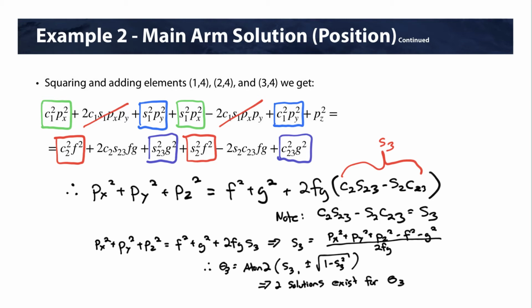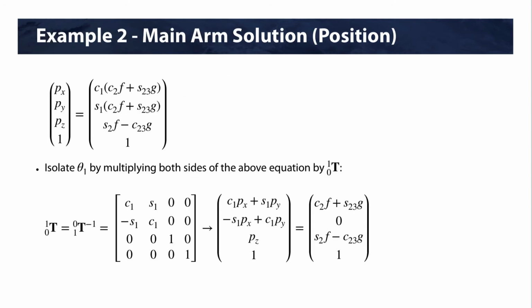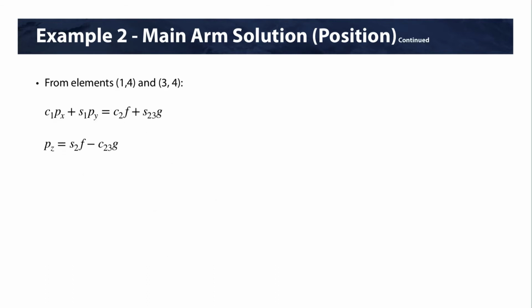So we've solved for theta 1 and we've solved for theta 3. Going back to our equations, now we need to solve for c2 and s2, or in other words, to solve for theta 2. So now we need to find theta 2. We're going to use elements 1, 4, and 3, 4 to solve for theta 2.